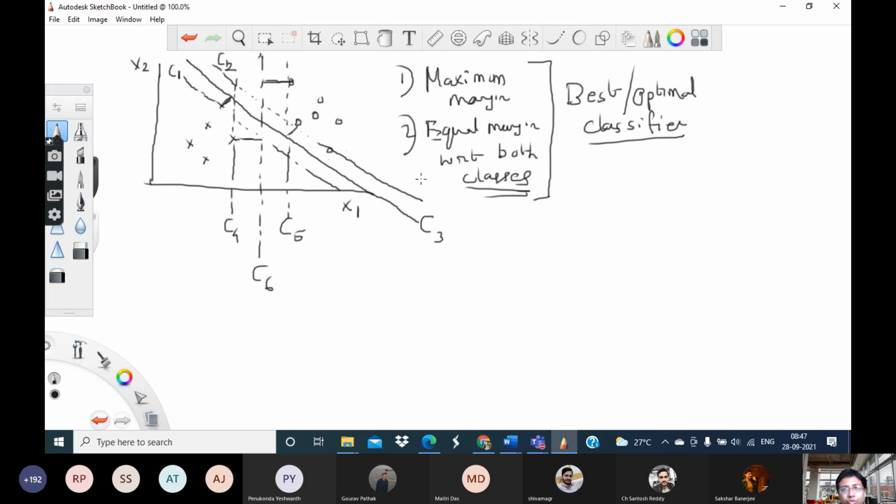So to find the optimal classifier which reduces the risk of error on both classes, I will have to formulate it. What I do is I come to the max margin formulation.